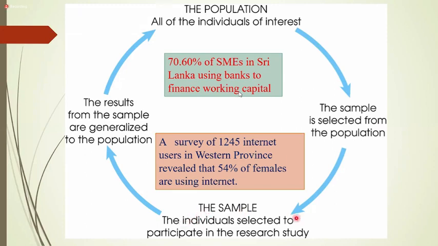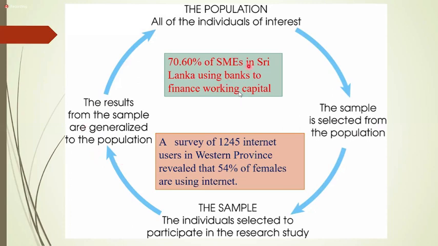The individuals selected to participate in the research study are the sample. From that, we collect the attributes of interest, and then we calculate some measures. Then these results calculated from the sample are generalized to the population. So this half circle is descriptive statistics, and this half circle is inferential statistics. Up to here, we use descriptive statistical measures, and to come back to the population, we use inferential statistics. Right.